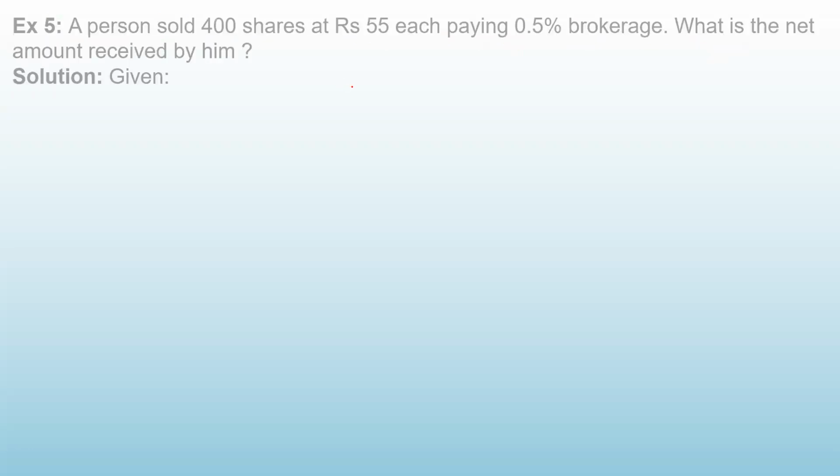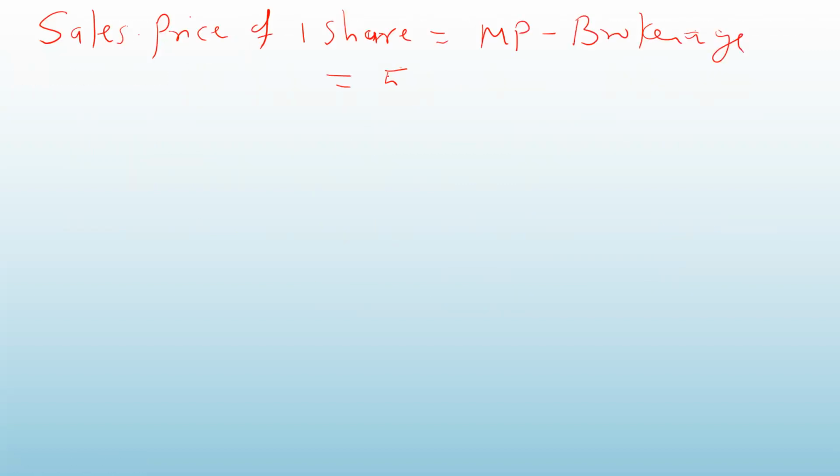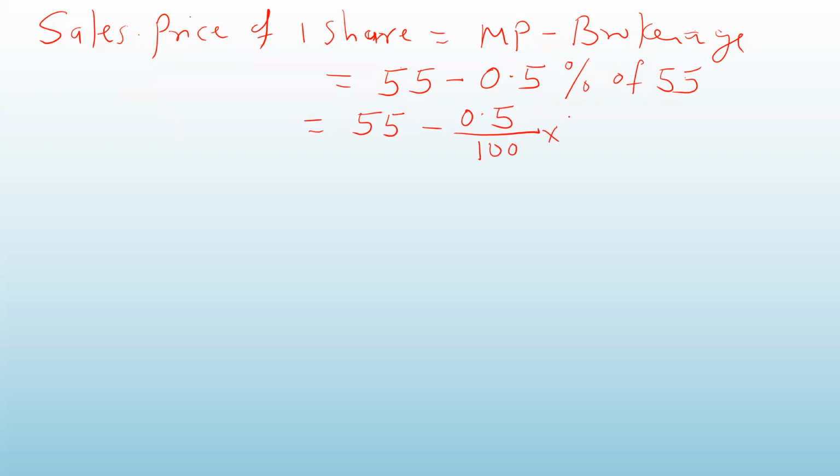How much is the market price given to you? 55. Look at here, 55. And what is the brokerage? 0.5%. So it is 55 minus, not 0.5. Many students make a mistake. They subtract 0.5 from 55. It is not 0.5. It is 0.5% of market price. What is market price? It is 55. Okay. So it is equal to 55 minus 0.5% of 55. How will you calculate? 0.5 divided by 100 into 55.